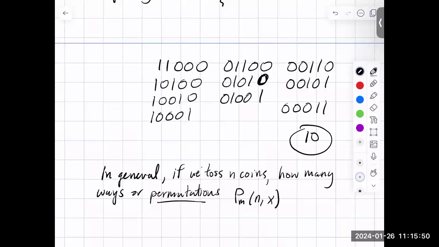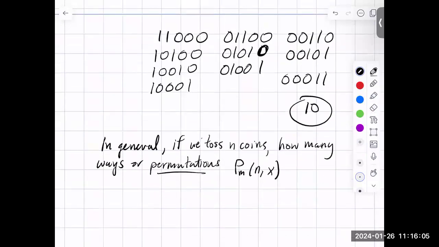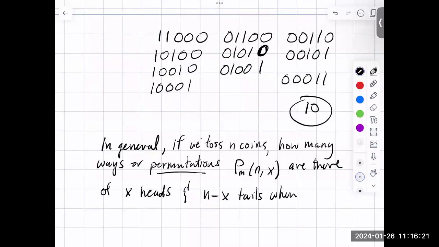So PM is just a shorthand for permutation, but we have N trials of an experiment, and we want to get X successful events, where maybe tossing our coin and getting a head is a success. Okay, so how many permutations are there of X heads and N minus X tails when we do N trials?